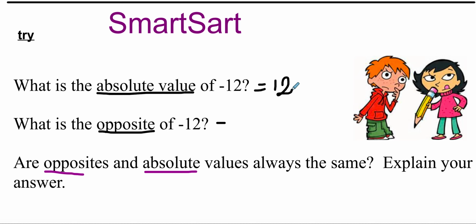Okay. What is the opposite of negative 12? What are opposites? Again, this is going to be positive 12. Are opposites and absolute values always the same? Explain your answer. What do you think? We do know that absolute values are always positive because they represent the distance. But opposites can be negative.